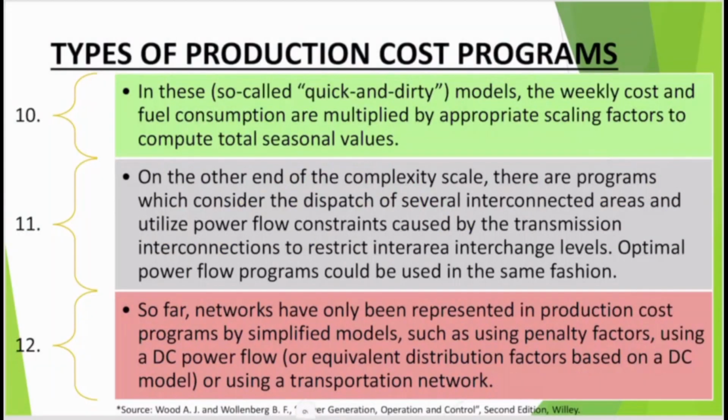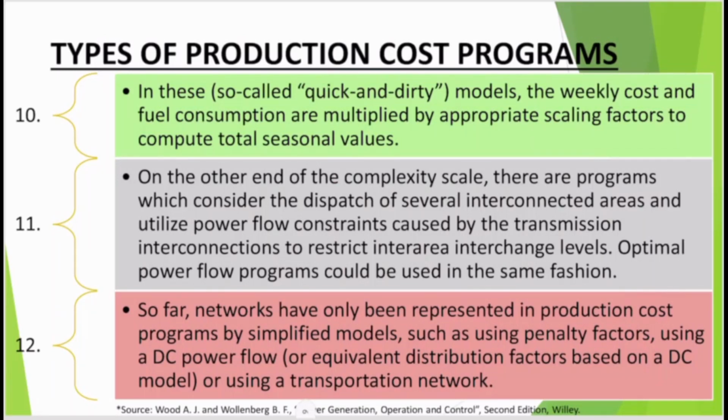For each season we can consider one week and get its understanding, and then you repeat for the whole. So instead of getting into 365 days, probably you can have random choices of 4 to 5 days in 4 different seasons. In these so-called quick and dirty models, the weekly cost and fuel consumption are multiplied by an appropriate scaling factor to compute the total seasonal values.